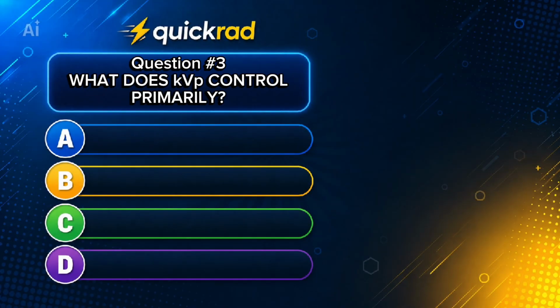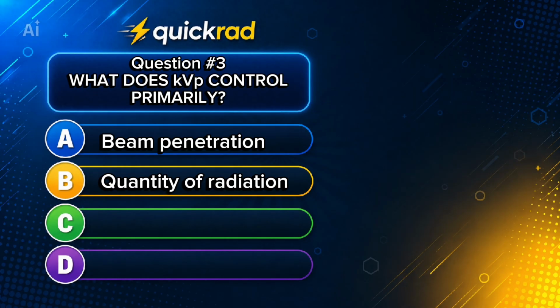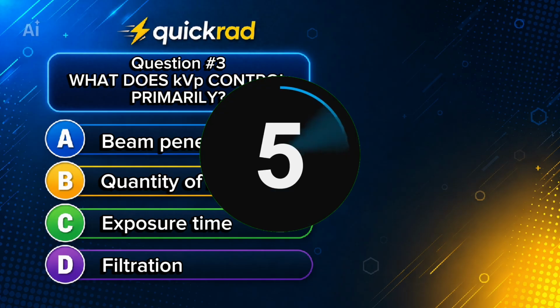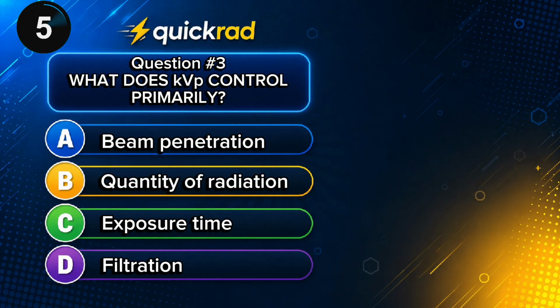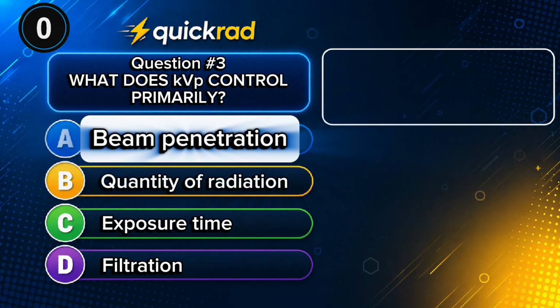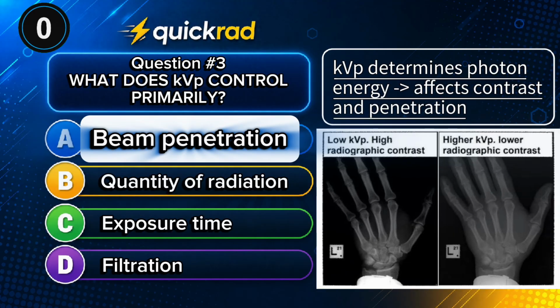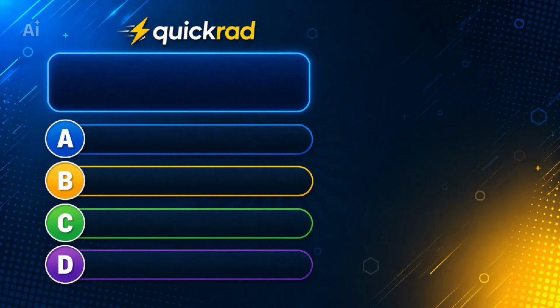Question 3. What does kVp control primarily? Correct answer, A. Beam penetration. kVp determines photon energy, which affects contrast and penetration.